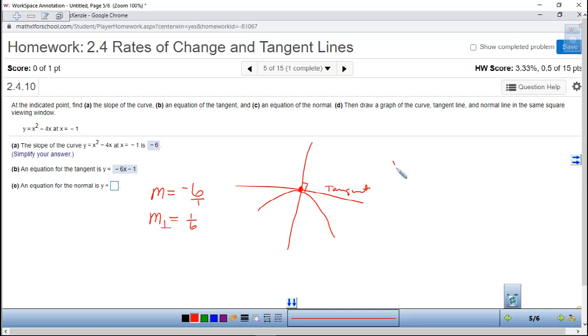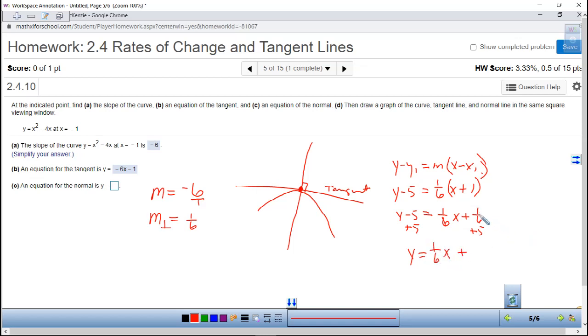So that has to go in all the way back to y minus y1 equals m times x minus x1. So when we plug everything in, we're going to get y minus 5 is equal to 1/6 times x plus 1. All right, so simplifying here, we got y minus 5 equals 1/6 x plus 1/6. And then when we add 5 to both sides, we're going to get y is equal to 1/6 x plus 5 expressed in sixths is 30 over 6. So that's going to give us 31/6.